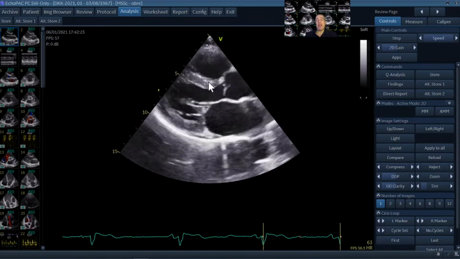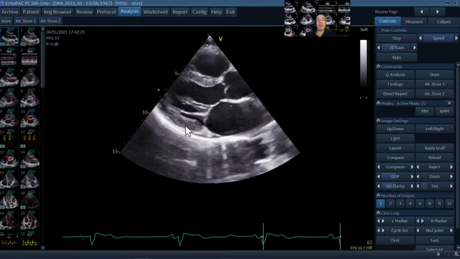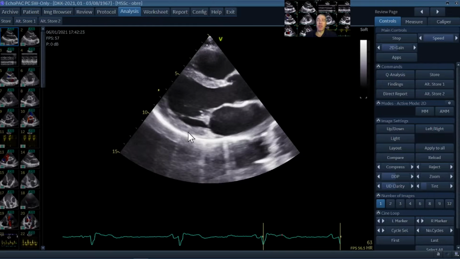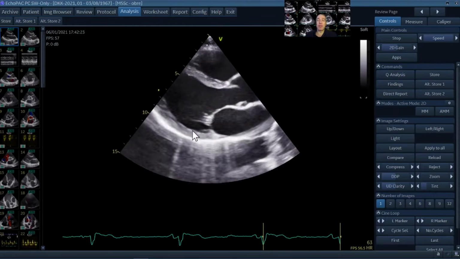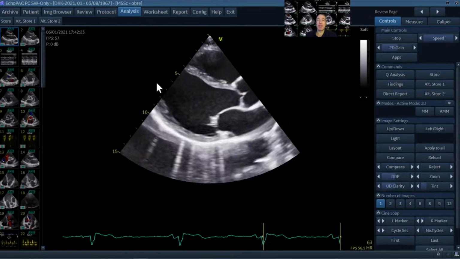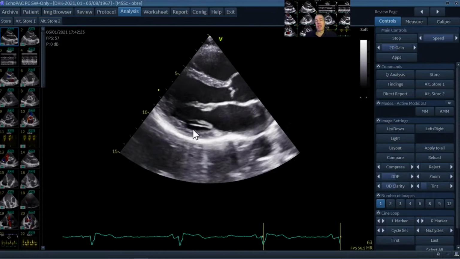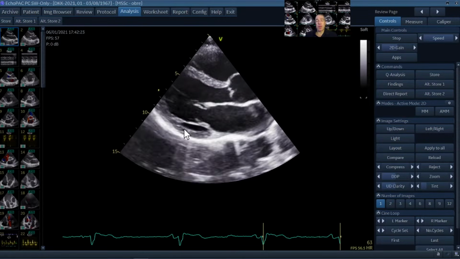Now this is the anterior septum, and the wall here is nowadays called the inferolateral wall, again with a basal and a mid segment, and the apical segment not really visible here in this recording. So the inferolateral wall, formerly we used to call this the posterior wall.